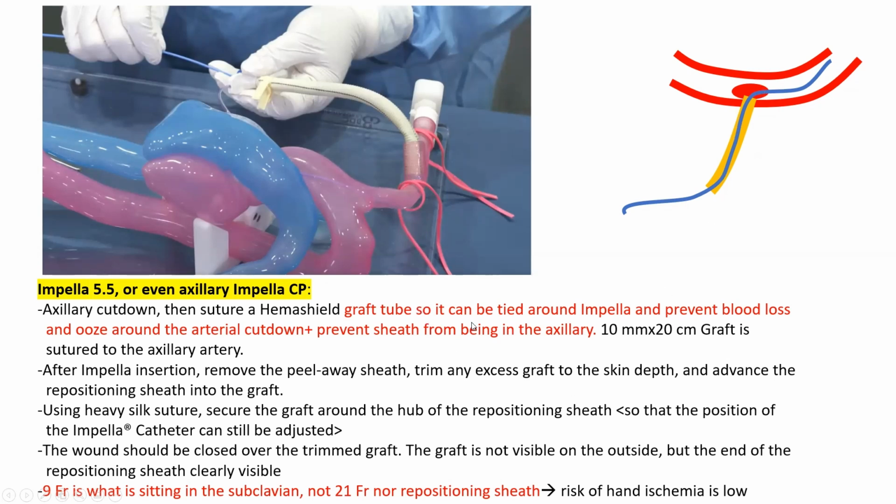The point of that graft is that, one, it allows you to position the sheath in the graft without having that sheath go into the axillary artery. So this limits limb ischemia. So that sheath, let's say the repositioning sheath, 13 French, or the Impella 5.5 sheath, they stay here. They don't go in the artery. In the artery, you will have the Impella catheter, which is only 9 French. So that's one value of having a graft sutured to the axillary artery. Another value of that graft is that it allows hemostasis. You tie it over the Impella catheter and the repositioning sheath, so much so that you prevent oozing around it.